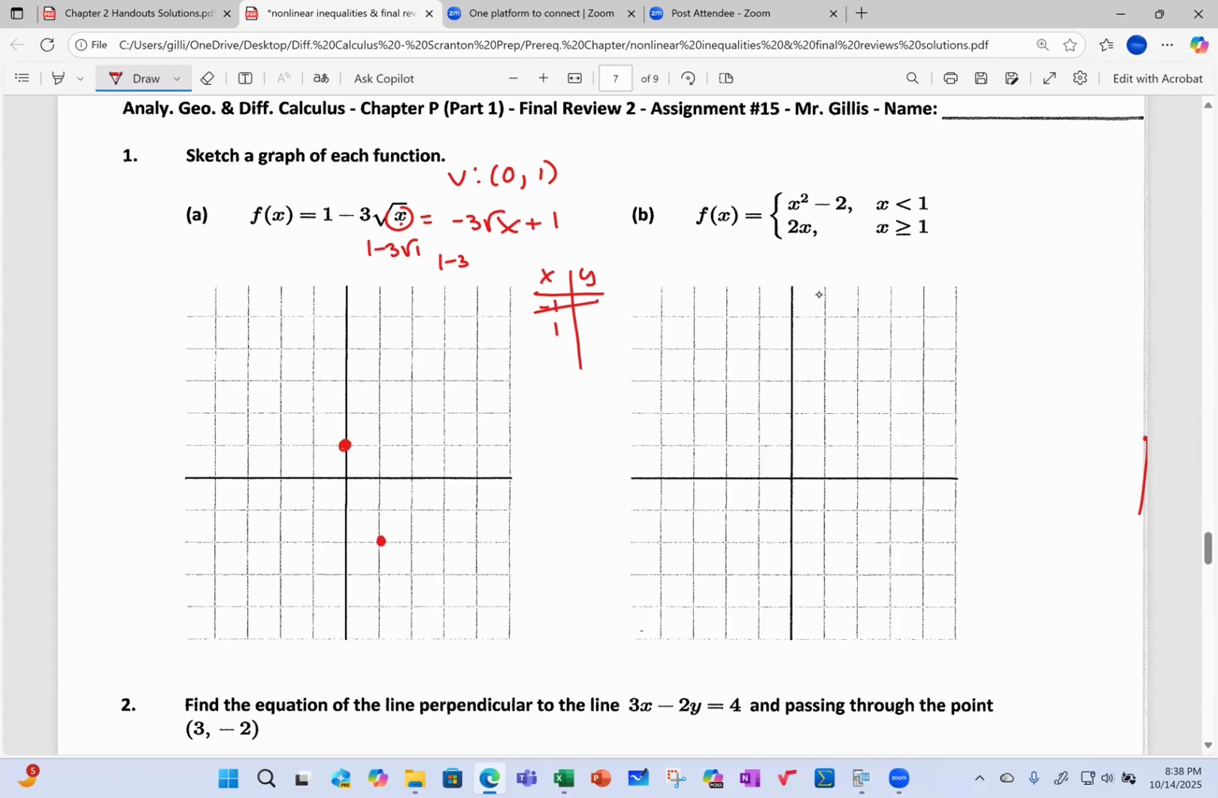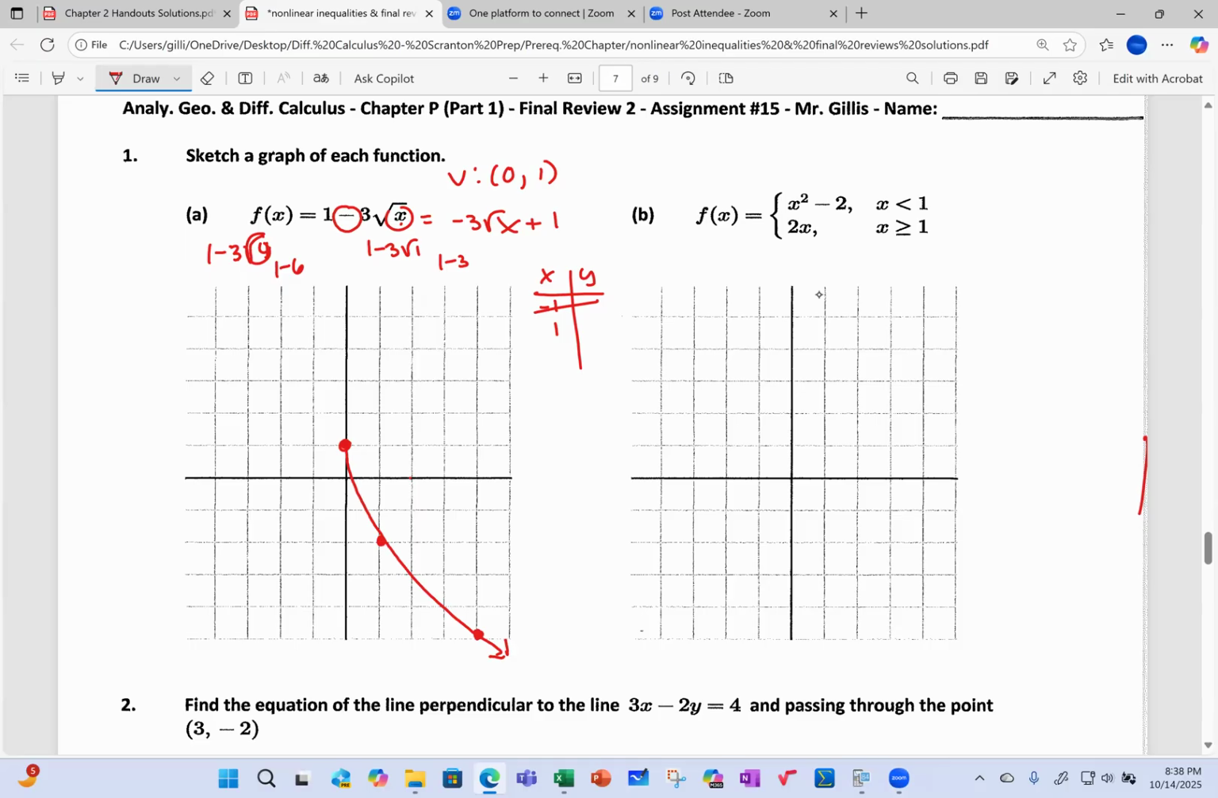And I'll pick one more number like 4. The square root of 4 is 2 times -3 is -6, and 1 minus 6 is -5. So 1, 2, 3, 4, down 1, 2, 3, 4, 5. So I started here, and I'm going to connect it to where I'm going. And why is this graph flipped upside down? Because the leading coefficient is negative, so it flips the graph upside down.